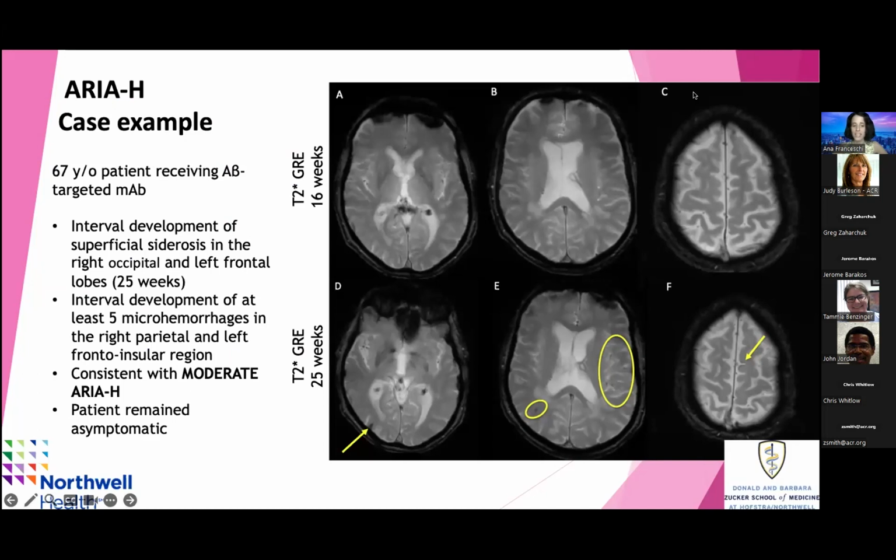And we can see that they developed at least 5 microhemorrhages in the region of the left insula, also in the right parietal lobe. And then there was interval development also of 2 areas of superficial siderosis in the left frontal lobe and in the right occipital region.